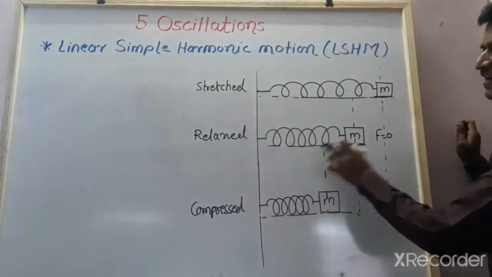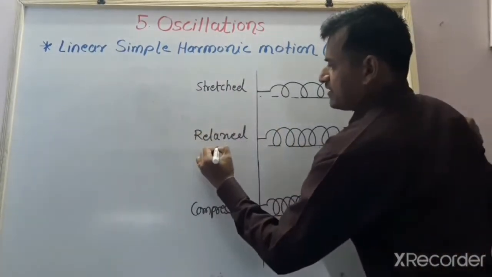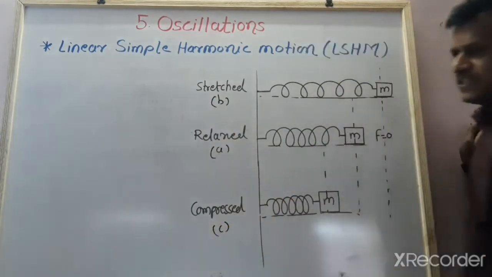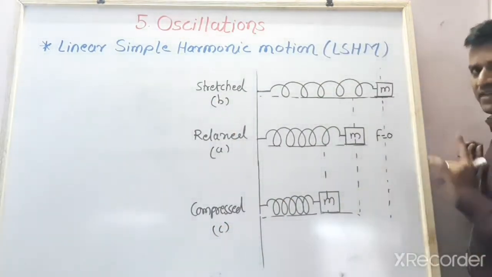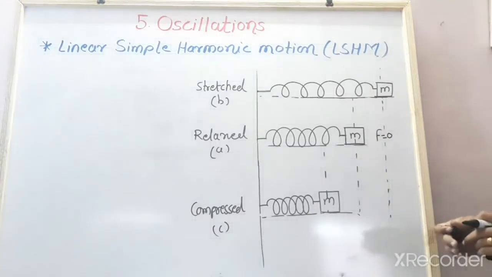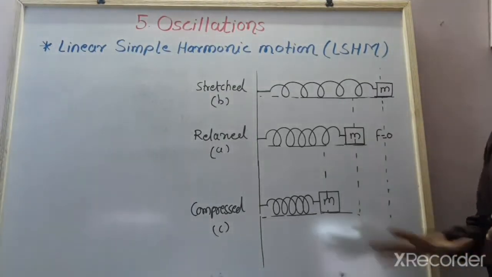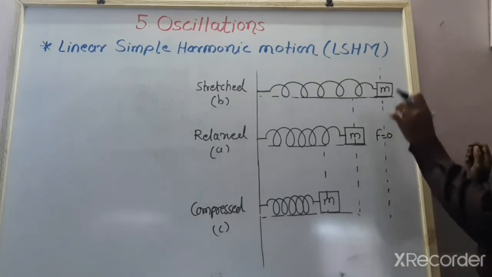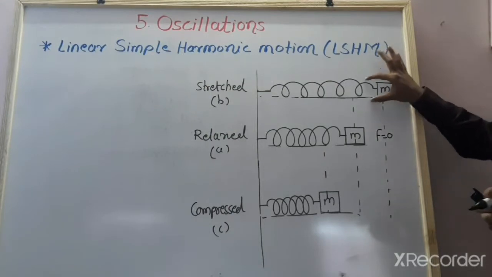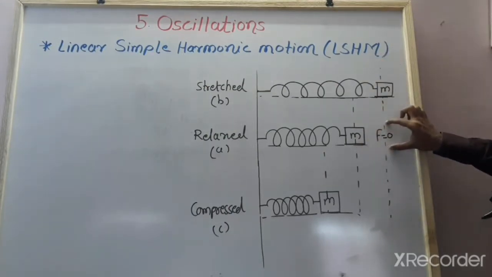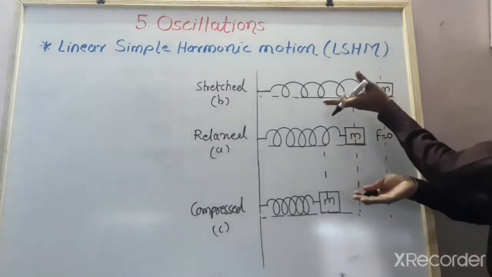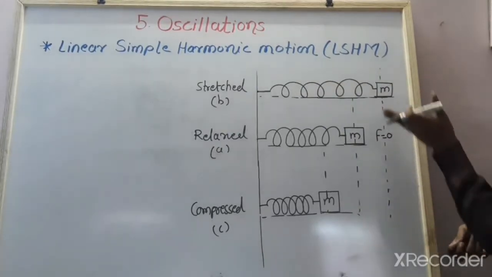Now in the second figure, we assume this is figure A, this is figure B, and this is figure C. In figure A, it is in relaxed position. No force acts on the block. Now observe figure B. When we move this block toward the right side and release, such a system is kept on a frictionless table or horizontal surface.